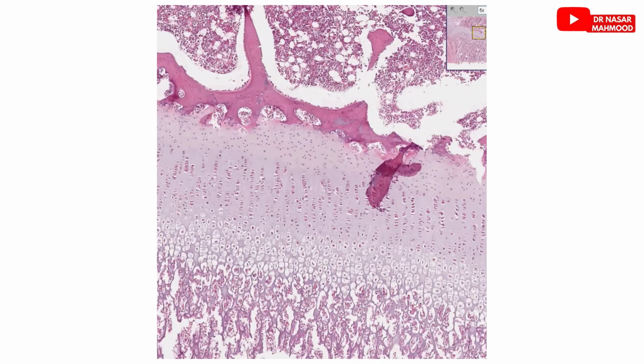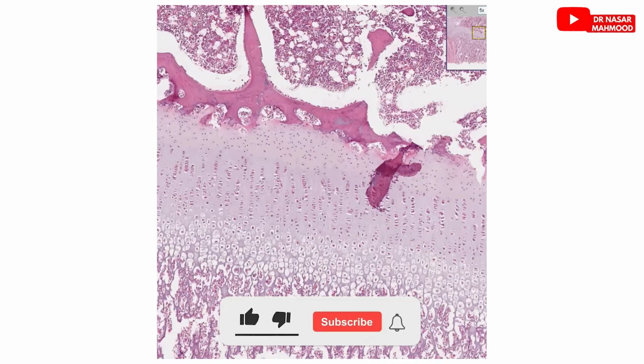And that's the basic histological process of endochondral ossification, the mechanism by which cartilage is gradually replaced by bone during skeletal growth.